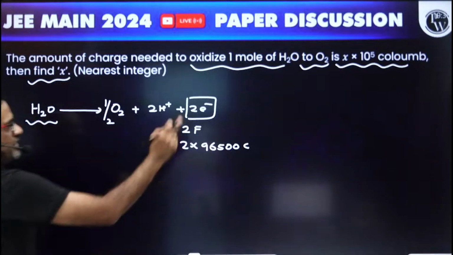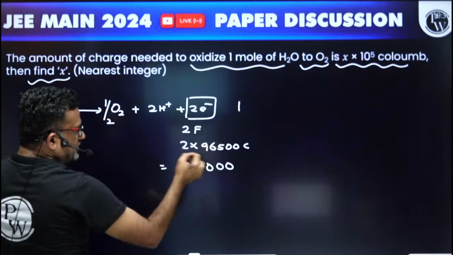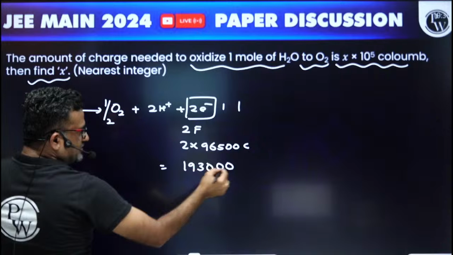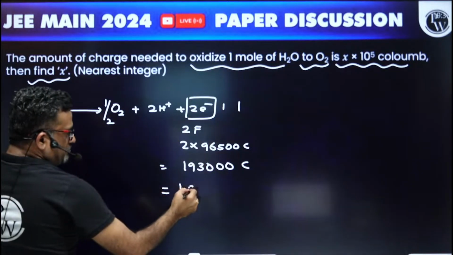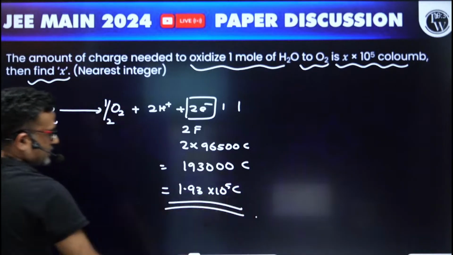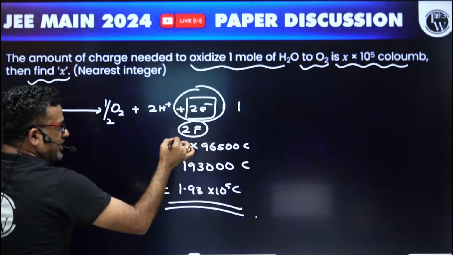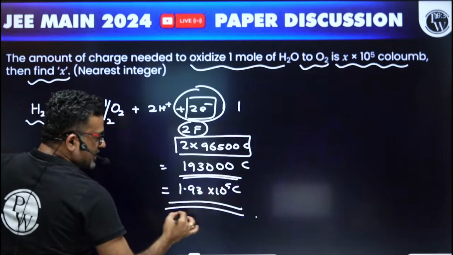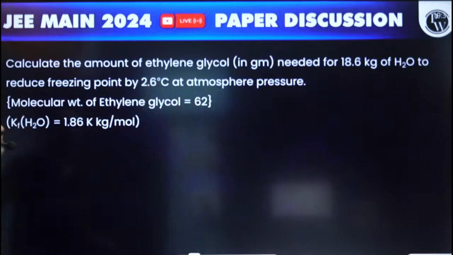What have they asked you? x into 10 raised to 5. 2 into 96,500 is 1,93,000 coulombs. Write it in the form of 10 raised to 5: 1.93 into 10 raised to 5 coulombs. Oxidation of water is giving you 2 moles of electrons, which is equal to 2 Faraday. 1 Faraday is 96,500. Express that in coulombs and write it in the form of 10 raised to 5. 1.93 into 10 raised to 5 would be your answer.